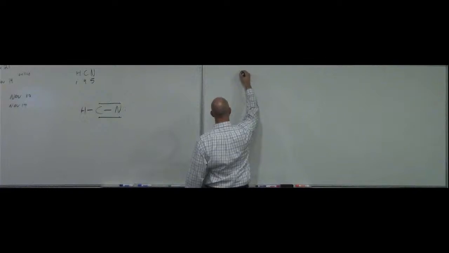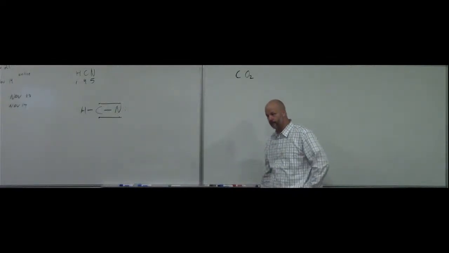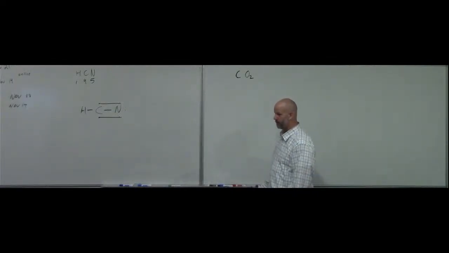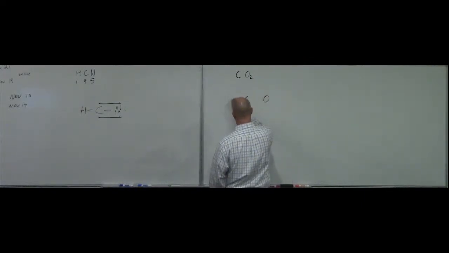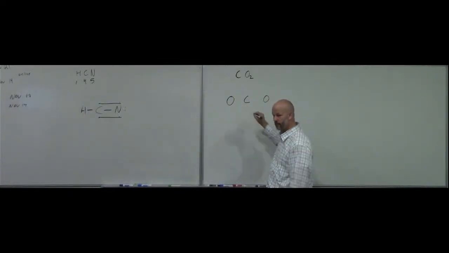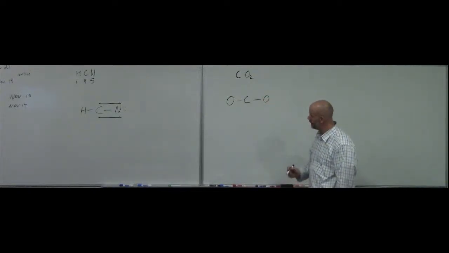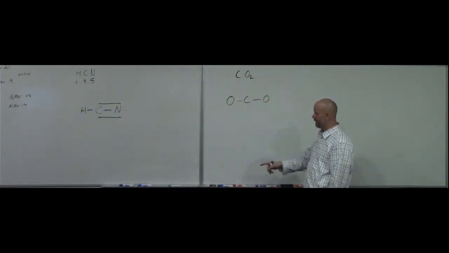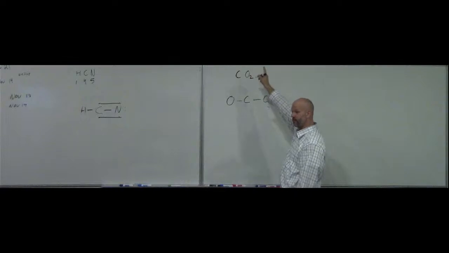Let's do carbon dioxide. Let's start with that one. So follow these rules, right? My least electronegative is carbon, so it goes in the center. I draw a single bond to each one. And now I put pairs of electrons around everything else. Oh, I skipped a step.